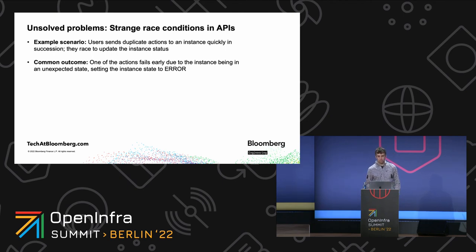Strange race conditions in APIs. Some users will sometimes send two actions in quick succession. They might try to attach a volume twice in quick succession, things like this. They may have been improved since Ussuri or newer releases than we're using, but sometimes we'll have users who, it feels like, are stress testing the API in a way. But regardless, when they do, ports, volume attachments, things like that go into error state, at which point we have to go reset them to active and make sure that they're in an okay state. It's just one of the things that we see and haven't exactly figured out how to deal with yet.